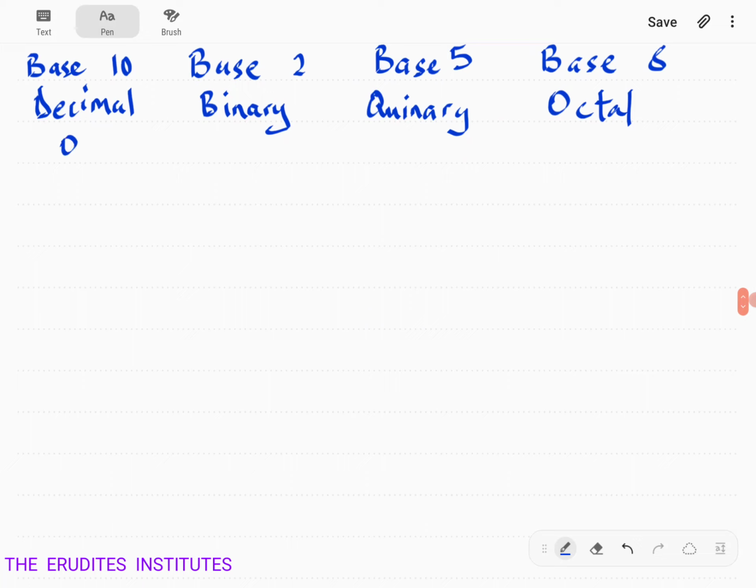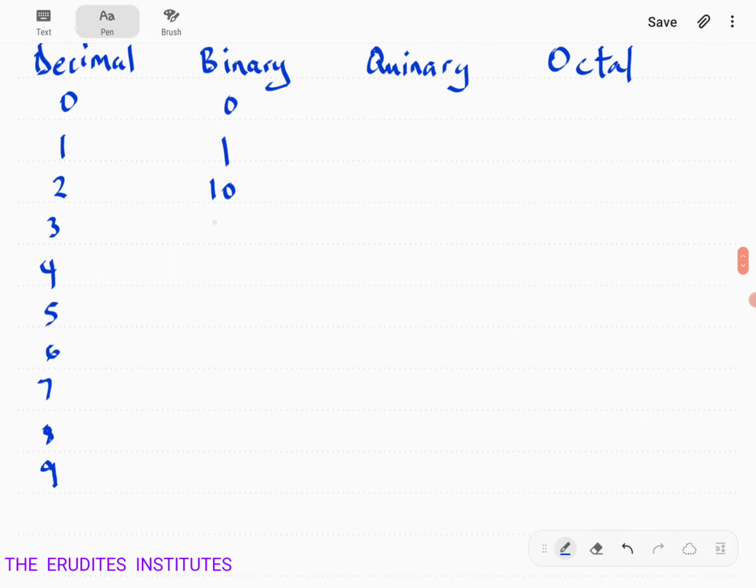So we have 0, 1, 2, 3, 4, 5, 6, 7, 8, 9. So in base 2, 0 is always 0, 1 is 1, but then 2 would become 1, 0. We are supposed to combine this. 3 will become 1, 1. 4 would become 1, 0, 0. 5 would become 1, 0, 1.